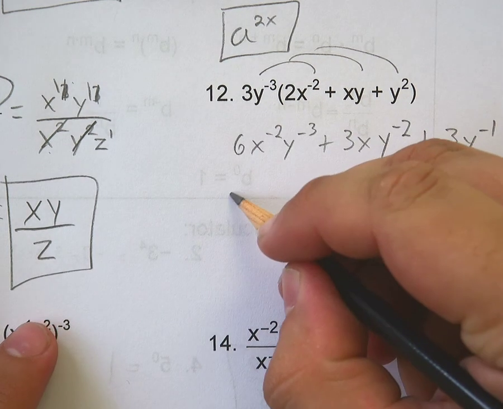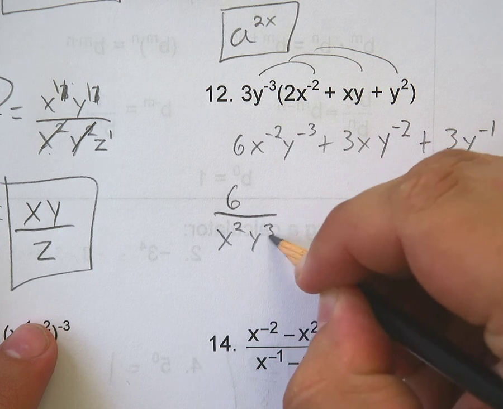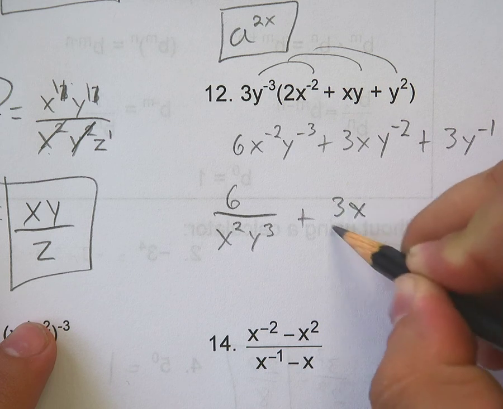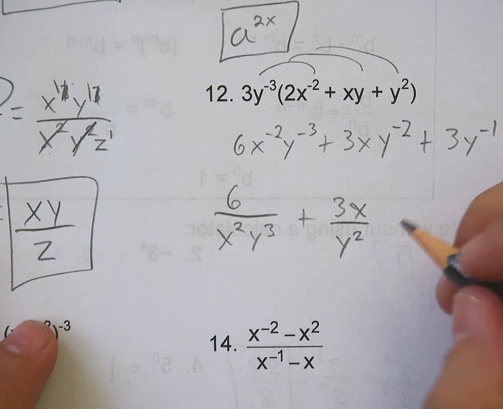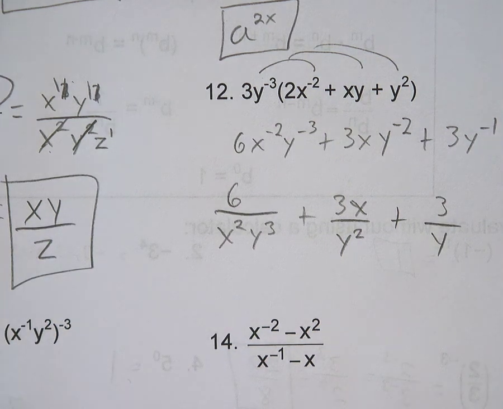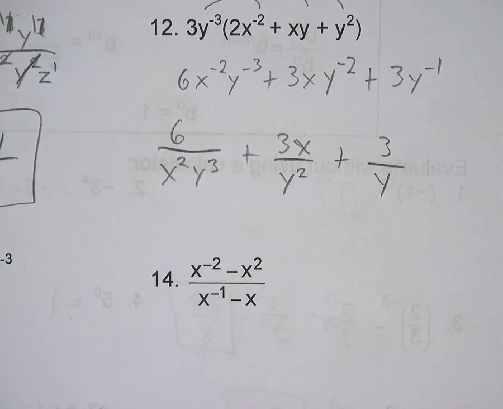So I've got 6 over x squared y cubed plus 3x over y squared plus 3 over y. And if I wanted to, I could even take it a step farther than that, and I do want to. I can come up with common denominators and get them all as one fraction.